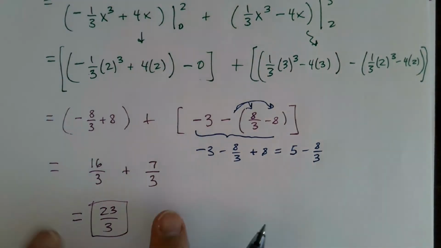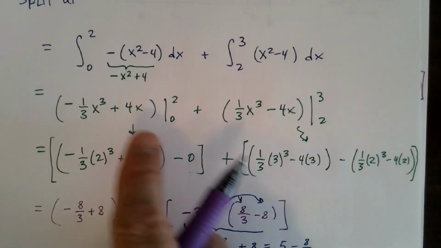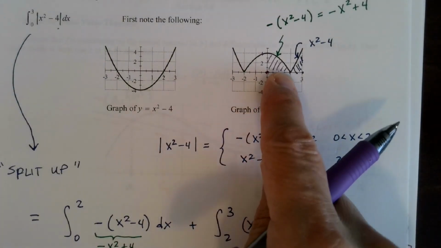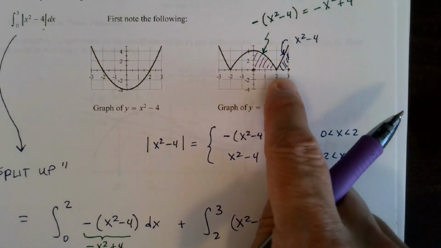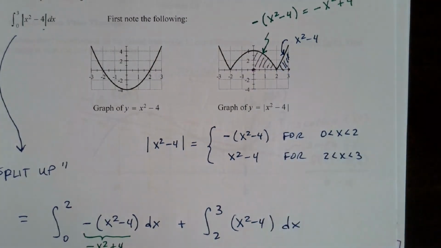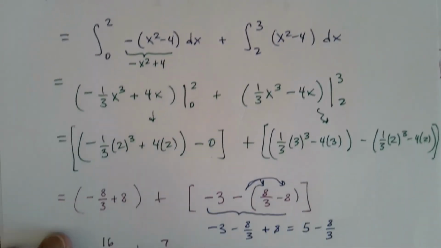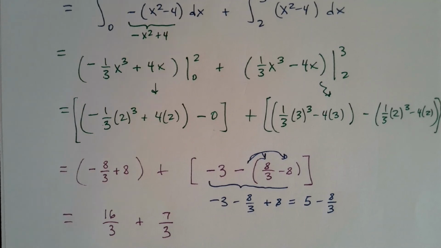Okay. But again, these two positive numbers are important, right? 16/3 was the value of the integral from 0 to 2. That's going to represent this purple shaded-in region. And then the second integral was 7/3. That is the area under this segment here. Add them together, we get the total area under the curve, right, which is the value of this definite integral. Okay, so that's how we deal with integrals involving absolute values.